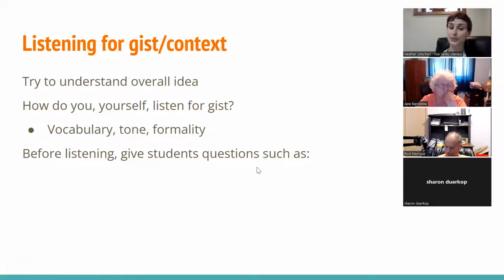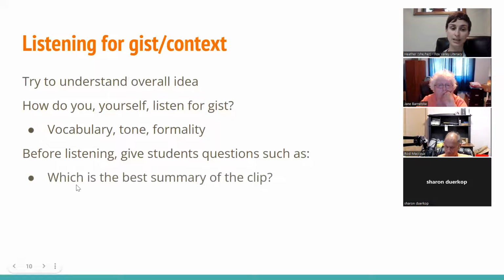Before listening, give students questions. So if you're going to have your student listen to you read something, or listen to an audio or a video on your phone or a computer, you want to start by giving them some questions so they know what to listen for. It's too overwhelming to just play something and then come back with the questions. You want to tell them what to listen for first.